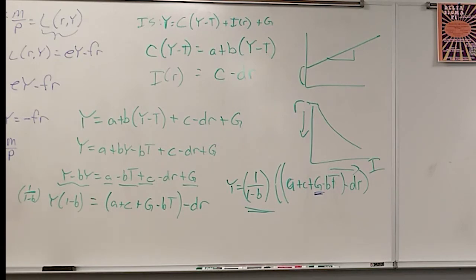And then R would be equal to E over F times Y minus 1 over F times M over P. And how would we interpret this expression? This confirms that the LM curve slopes upwards. Why does it do that? Well, we've got a positive sign on R, and then the coefficient related to Y is also positive.